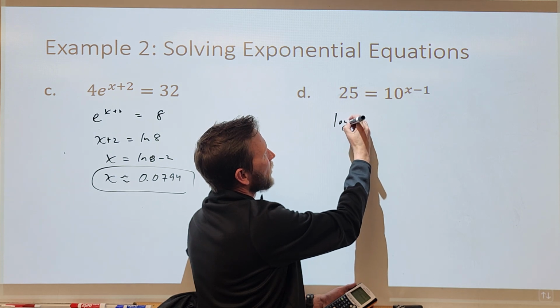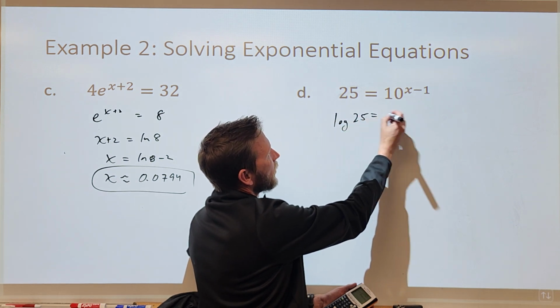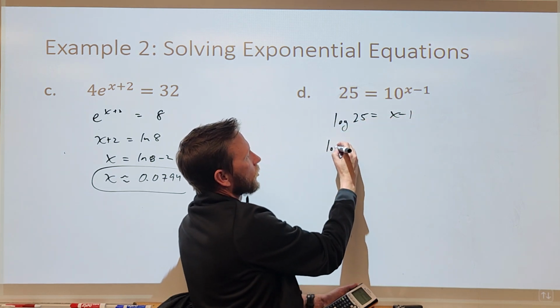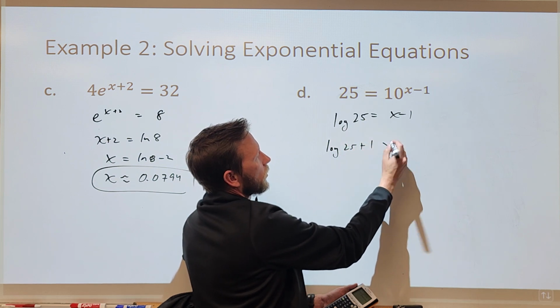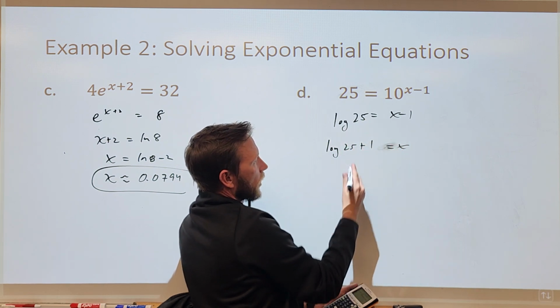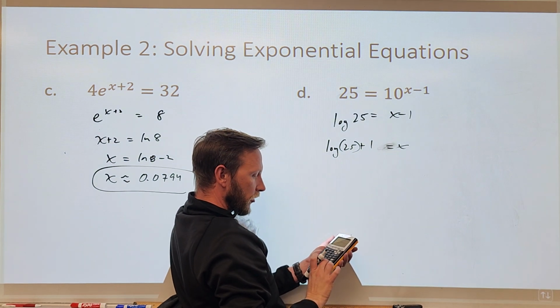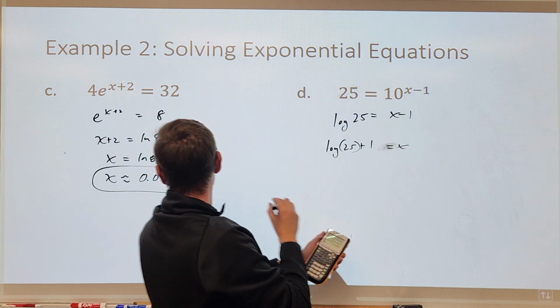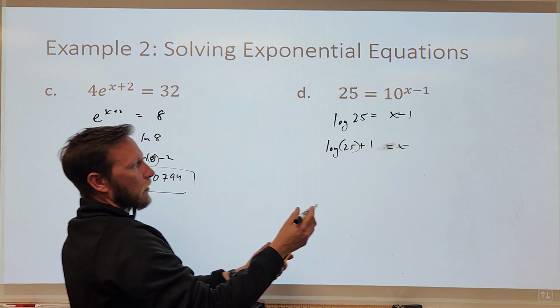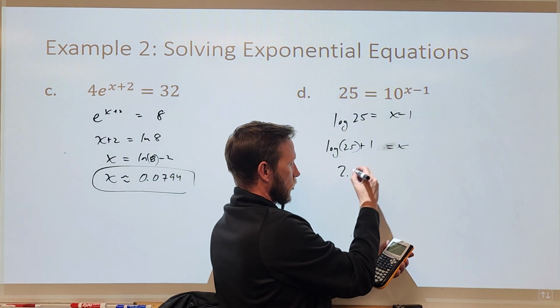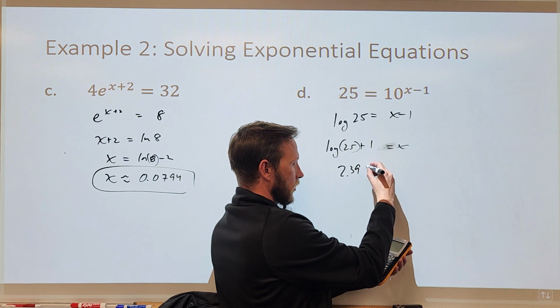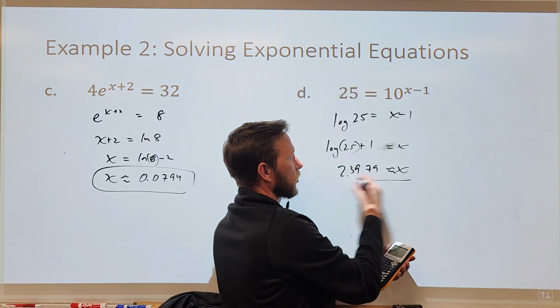All right? I want you to try, well, I'll just do it. We're going to take the log base 10 on both sides, and that's going to just give us our exponent. So the log of 25 plus 1 is equal to x. Again, it's the log of 25, close parentheses, and then add 1. Just like this was the natural log of 8, and then minus 2. So this gives us 2.3979 is approximately equal to x.